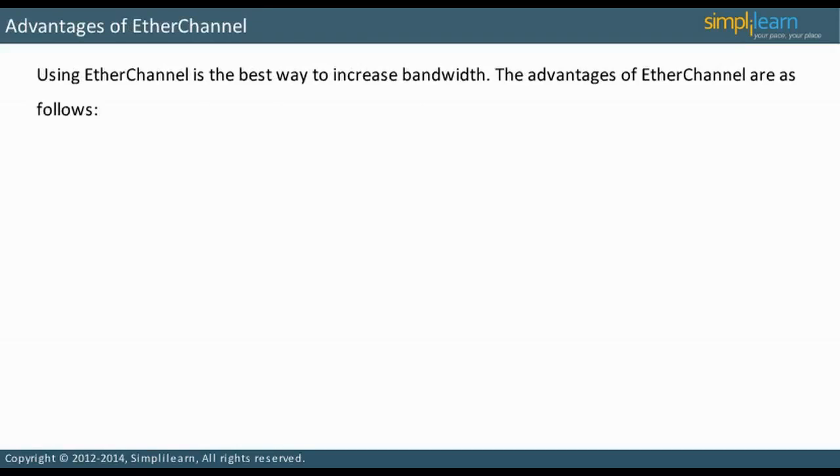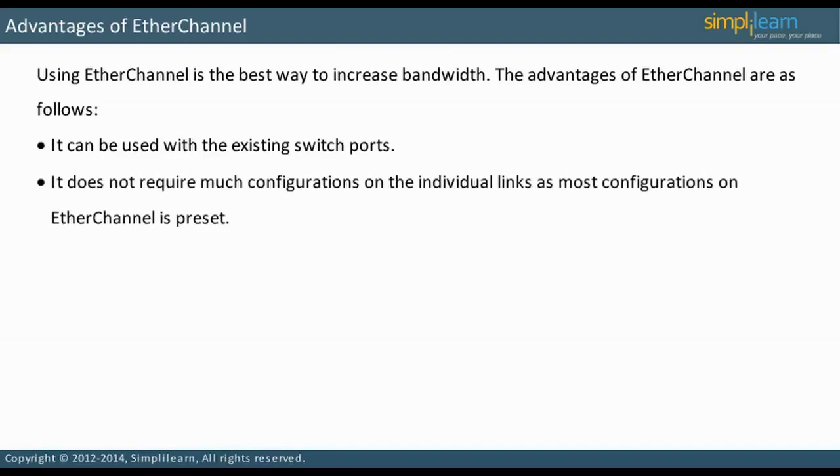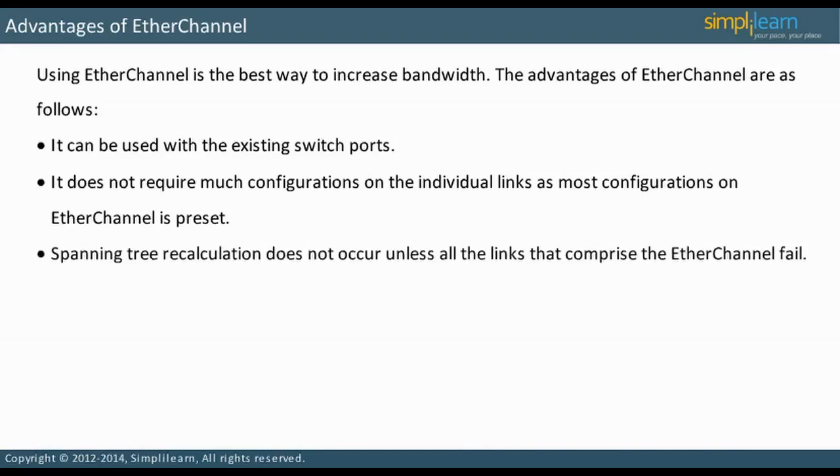Using Ether channel is the best way to increase bandwidth. The advantages of Ether channel are: Ether channel can be used with existing switch ports. Most configurations are set on the Ether channel. As a result, high levels of manual configuration are not required on the individual links. Another advantage is that the spanning tree recalculation does not occur unless all the links that comprise the Ether channel fail. Finally, Ether channel provides load balancing. In the next slide, let us review the requirements for implementing Ether channel.